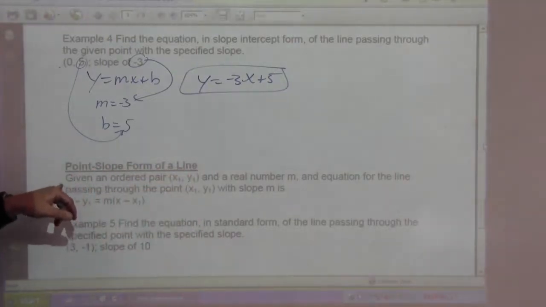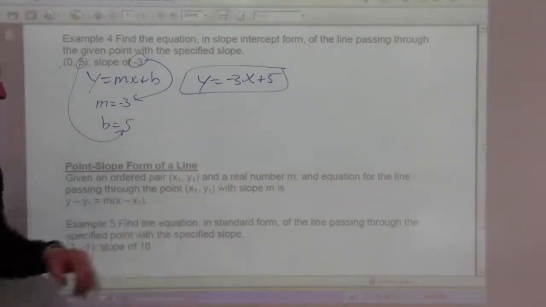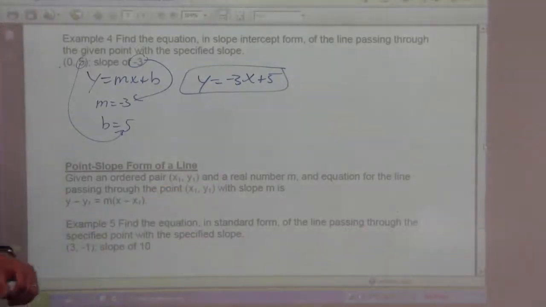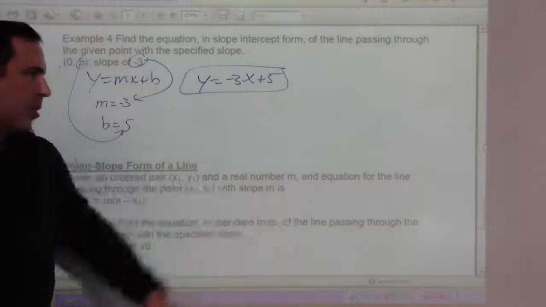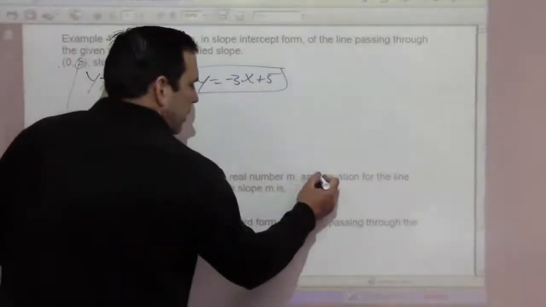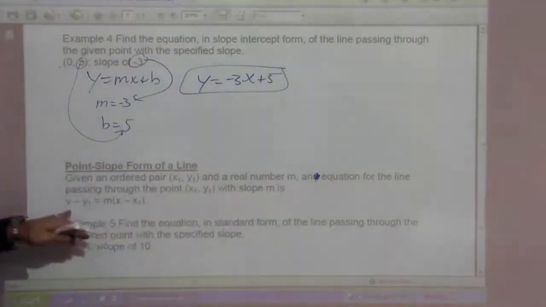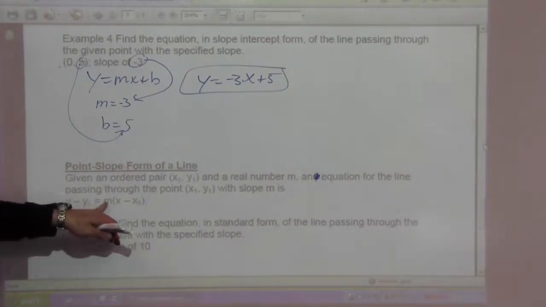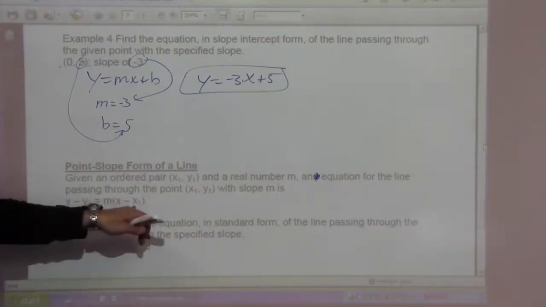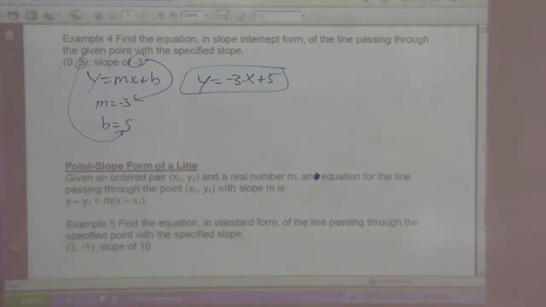So, given an ordered pair x1, y1, some point it goes through, not necessarily the y-intercept, and a real number m, where m is the slope, an equation for the line through the point x1, y1 with slope m is y minus y1 equals m times x minus x1. In this, the y and x stay y and x. But y1 is a number, x1 is a number, m is a number.